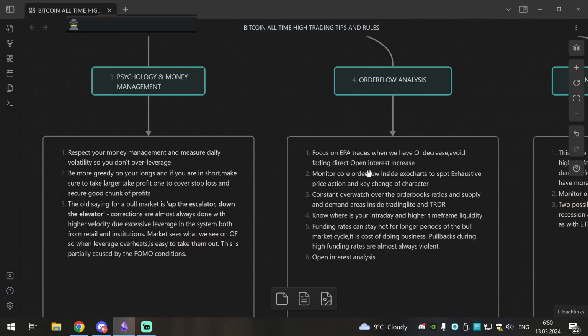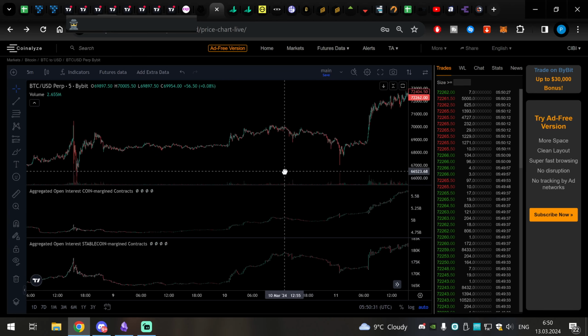Let's go further. Look here again, price was going to the upside. You don't want to short something like that when open interest is increasing like this.